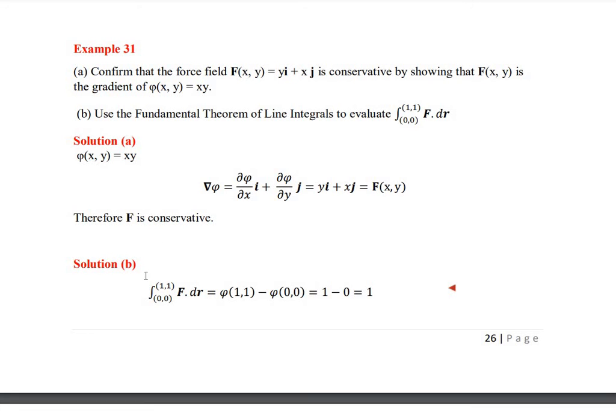The next one: the integral from (0,0) to (1,1) of vector F dot vector dr is equal to, since F is conservative, we can use the fundamental theorem. So what is that? φ(1,1) minus φ(0,0). φ(1,1) is 1 into 1, which is 1, then φ(0,0) is 0 into 0, which is 0, so the answer is 1.